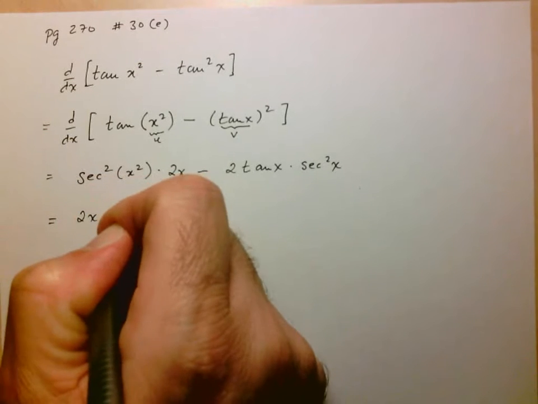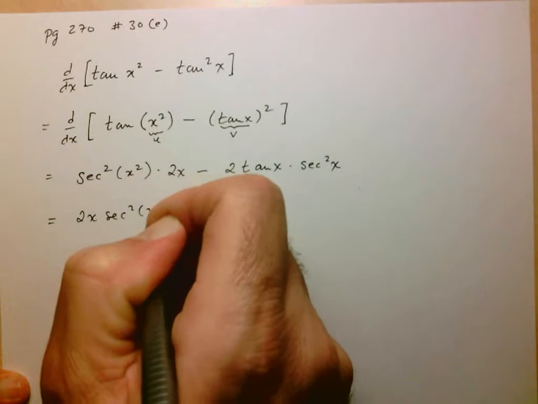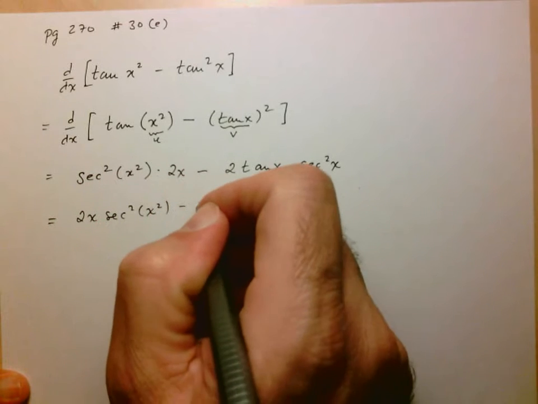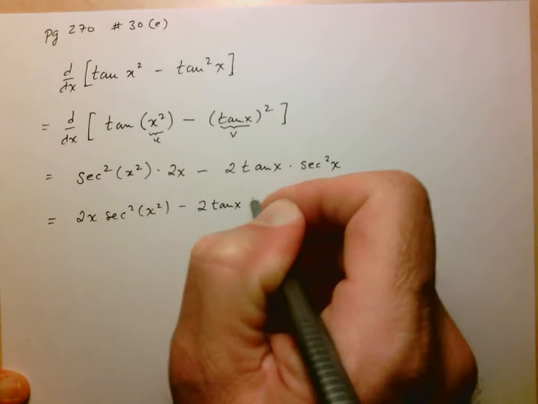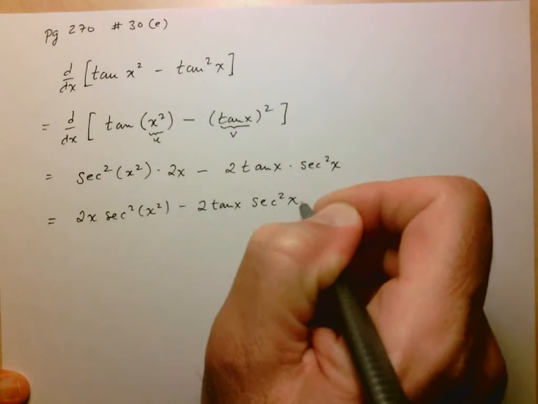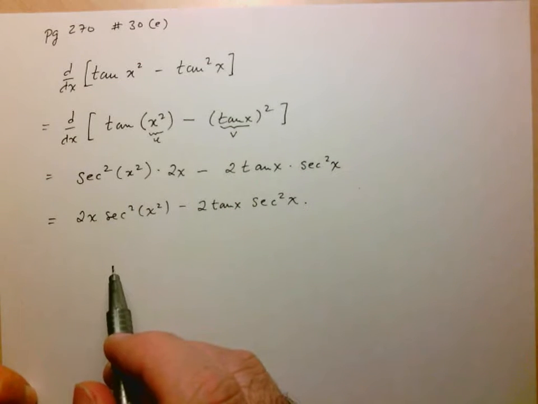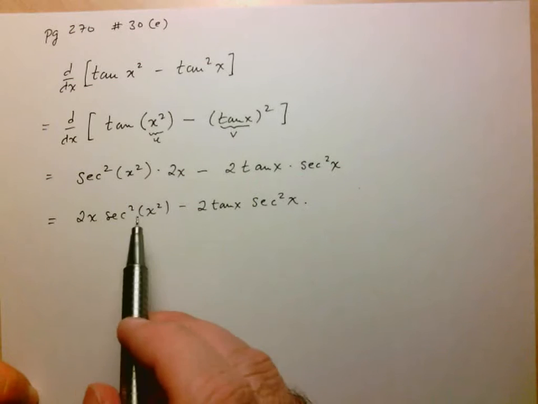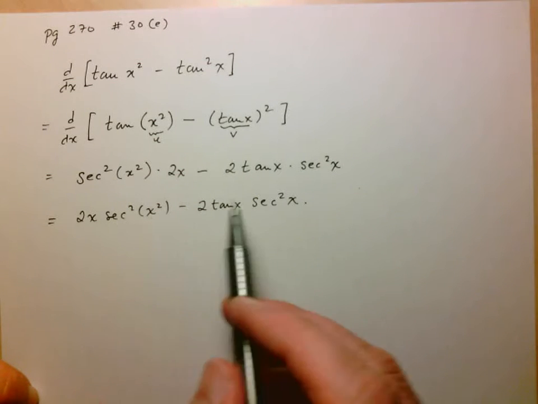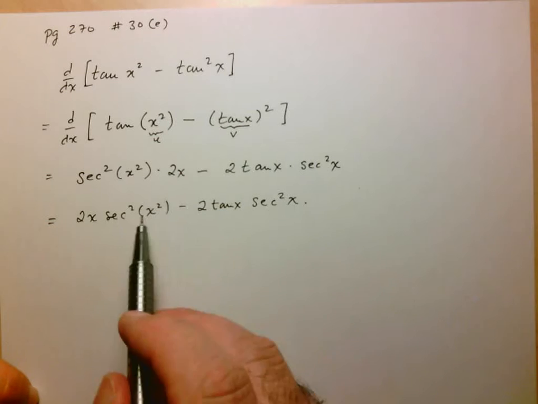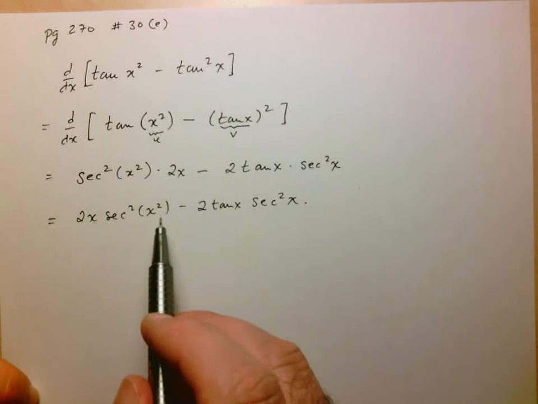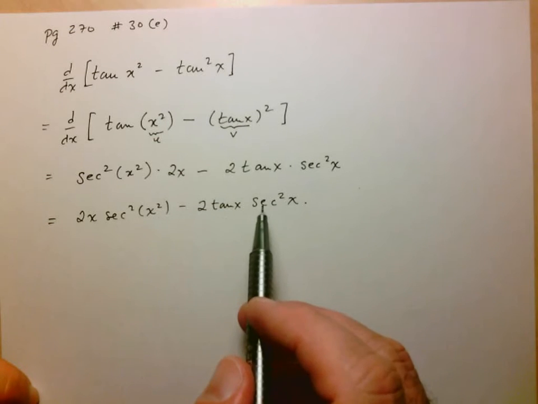So 2x secant squared of x squared minus 2 tan x secant squared x, and there's no particularly nice way to simplify this here. Okay, now notice that here we have secant squared of x squared, secant squared of x. There's no way to factor anything out. These are two different expressions.